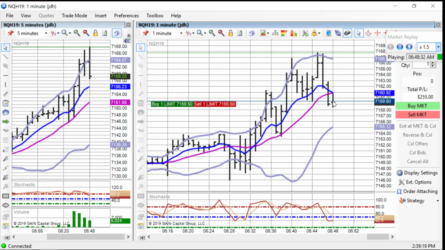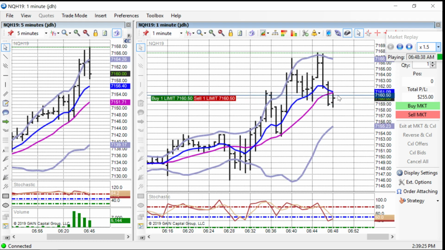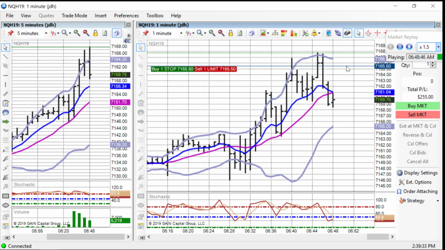But we haven't formed it yet, so the other rule is I can take the first open after the crossover, even if I haven't made the 1-2-3 top yet, or 1-2-3 bottom in the case if I was trading to the upside.